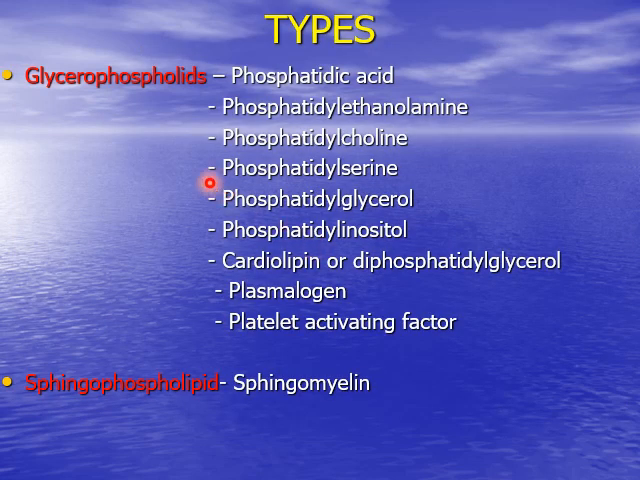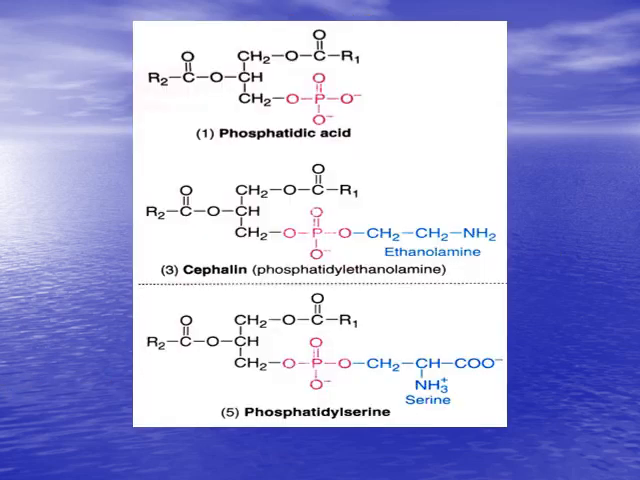Phospholipids can be classified into two major types: glycerophospholipids containing glycerol as the main alcohol and sphingophospholipid containing sphingosine as the main alcohol. Examples of glycerophospholipids are phosphatidic acid, phosphatidyl ethanolamine, phosphatidyl choline, phosphatidyl serine, phosphatidyl glycerol, phosphatidyl inositol, cardiolipin or diphosphatidyl glycerol, plasmalogen, and platelet activating factor. Sphingophospholipid example is sphingomyelin. This diagram shows the structures of different types of phospholipids.